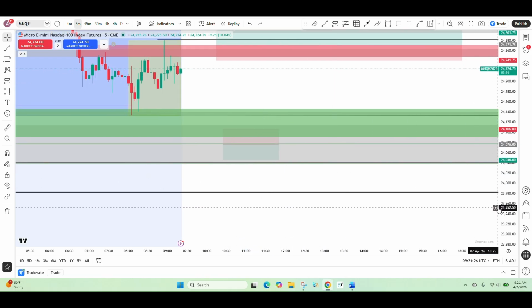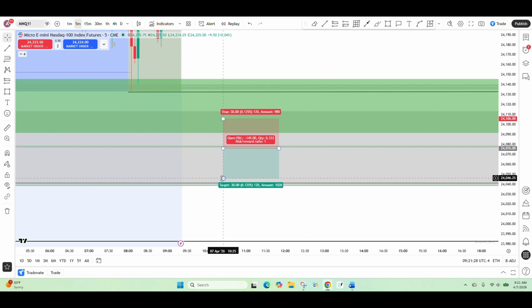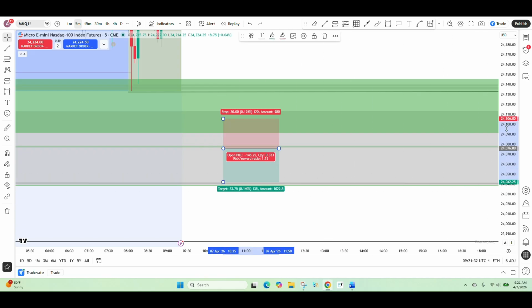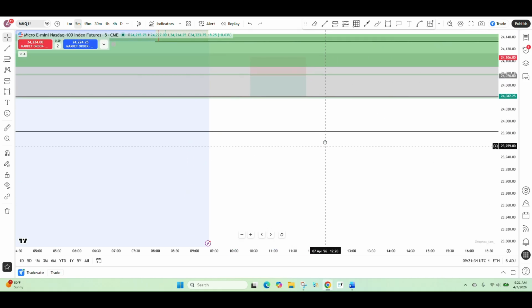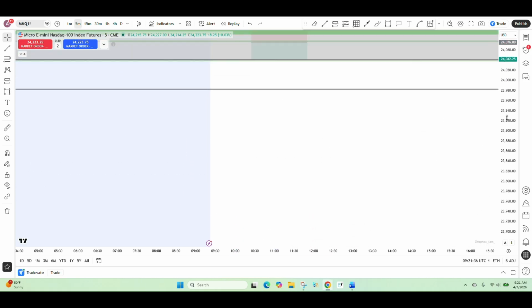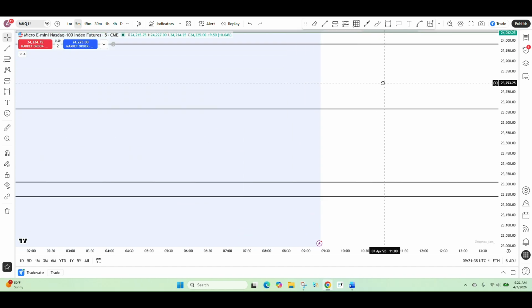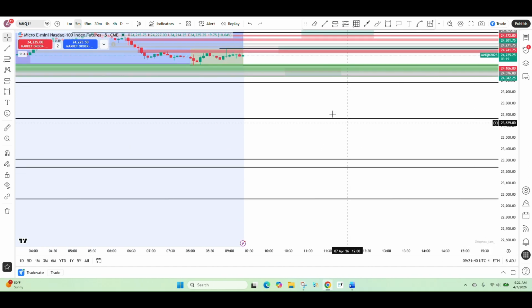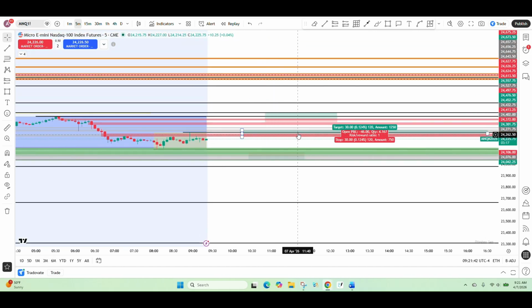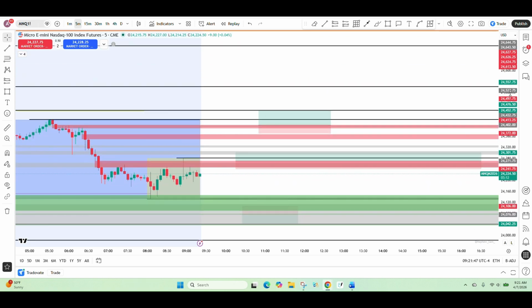Even though I really don't like doing 1-to-1s, I like to have a little bit more. So maybe I have a little room. Let's see. Okay, we can do that. And then, oh, no more fair value gaps nearby. Oh, wow. Okay. I only have these to work with unless some new ones form.